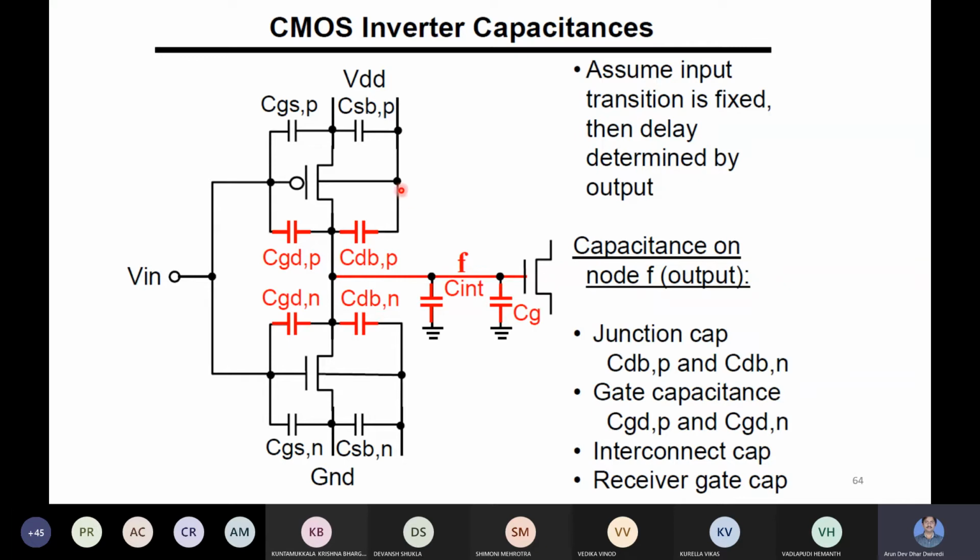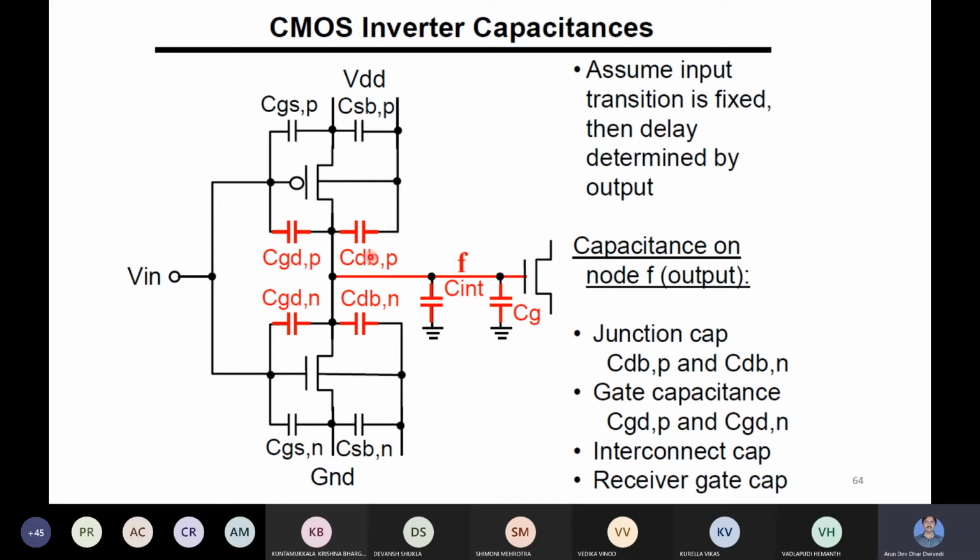We have seen the various capacitances in an NMOS transistor, and here we are recalling them. This capacitance between gate and drain is CGD, and since it is PMOS, P is also a suffix, so CGDP is one capacitance. Then CGD, and CDB, between the drain and the body.